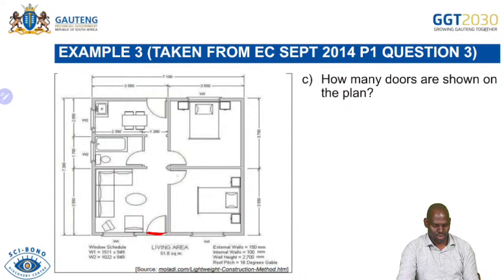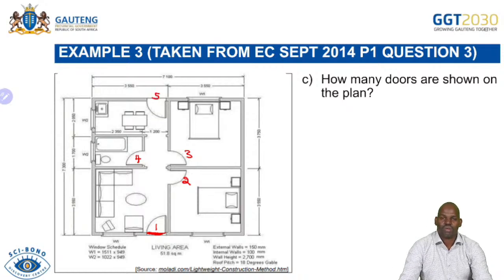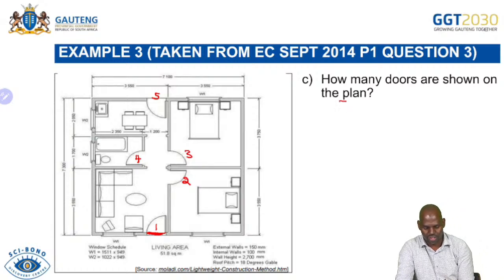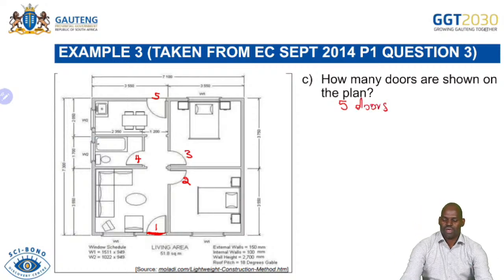Then in this bedroom it's 2, then in this bedroom it's 3. Then we've got 4 for the bathroom, and then we've got 5 for the one in the kitchen. So 1, 2, 3, 4, 5. So this one is 5 doors. So there's 5 doors that are indicated on the plan.